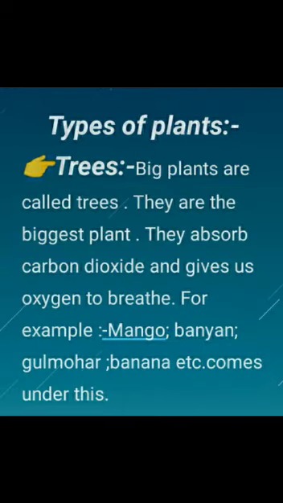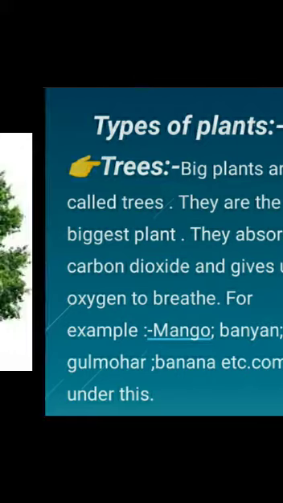Plants are of different types. In this first category, trees come. Big plants are called trees. They are the biggest plants. They absorb carbon dioxide and give us oxygen to breathe. Mango and gulmohar come under this.